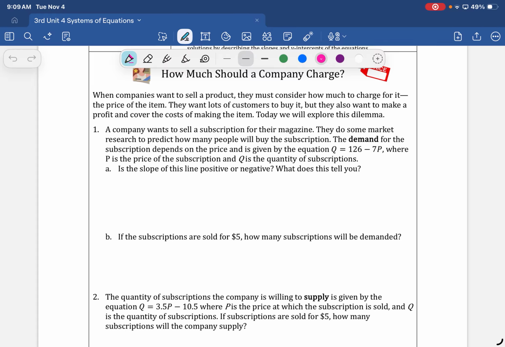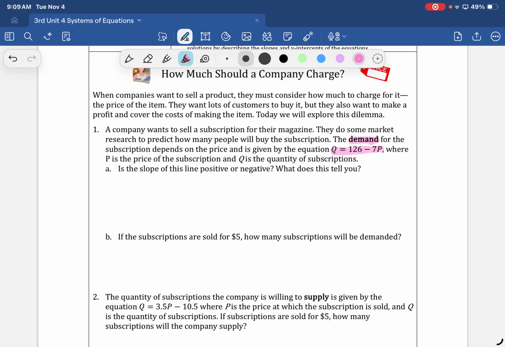So for 1A, a company wants to sell a subscription for their magazine. They do some market research to predict how many people will buy the subscription, the demand for the subscription. So our demand for the subscription depends on the price and is given by the equation Q is equal to 126 minus 7P, where P is the price of the subscription and Q is the quantity of subscriptions. So that is our demand equation.